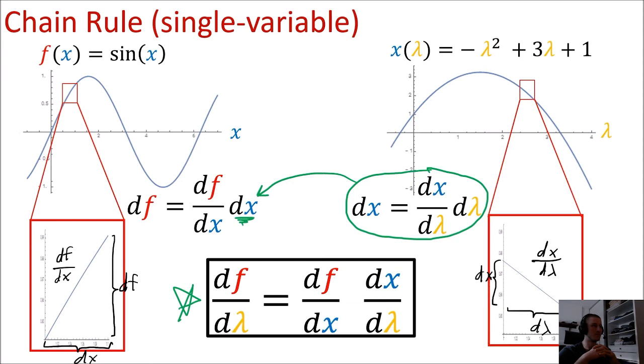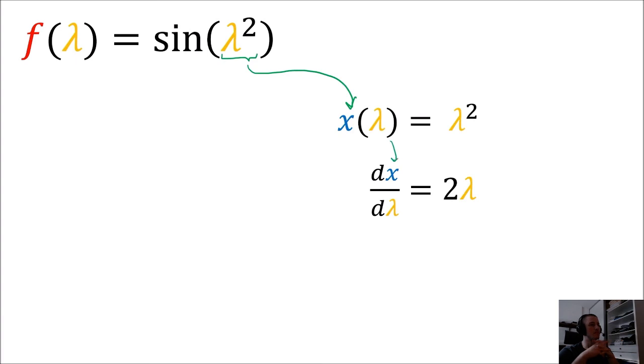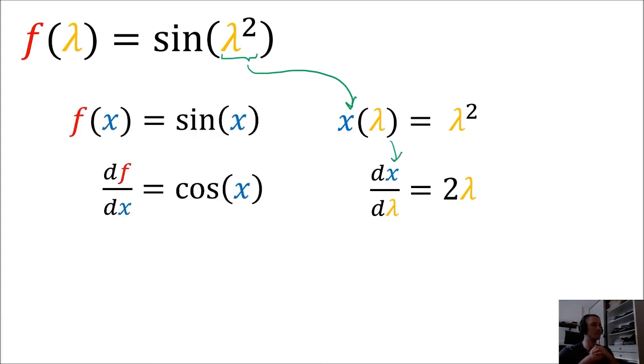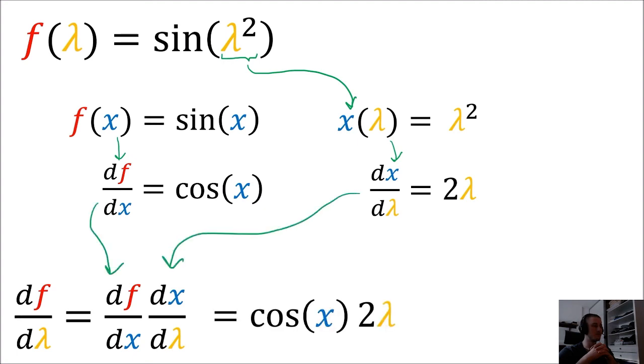chain rule. In the example of taking the derivative of f of lambda equals sine of lambda squared, we can set x equals lambda squared. Then dx by d lambda is just 2 times lambda, and df by dx is just cosine of x. Multiplying them and writing in terms of lambda, we get cosine of lambda squared times 2 lambda.